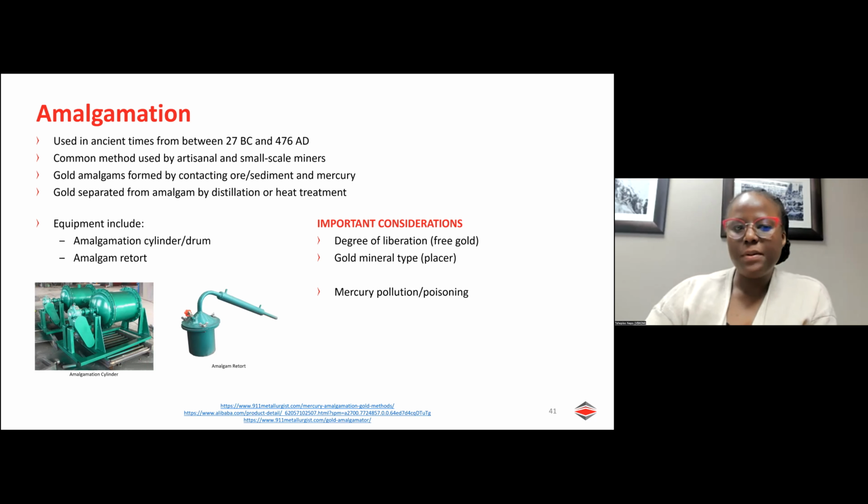The typical equipment that is used is the amalgamation cylinder. That is basically where mercury is mixed with your ore, and then the amalgam retort is used to distill the mercury from your gold.